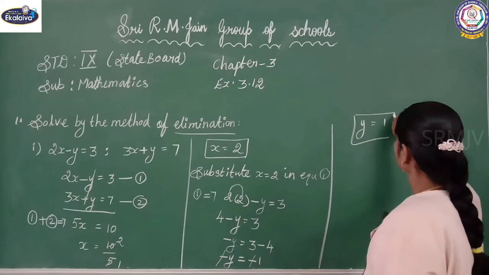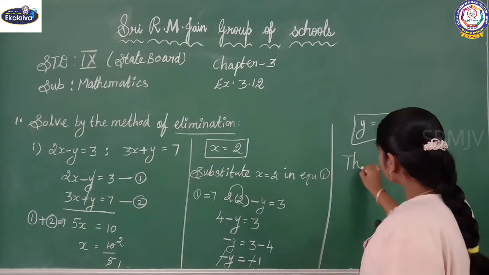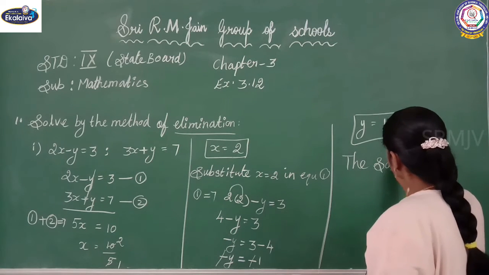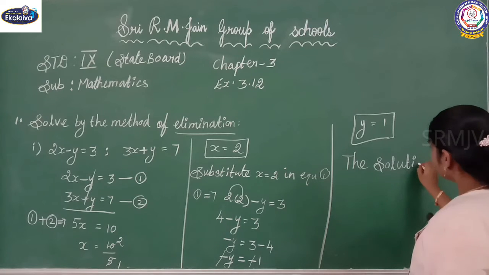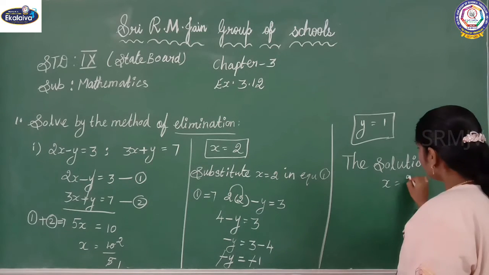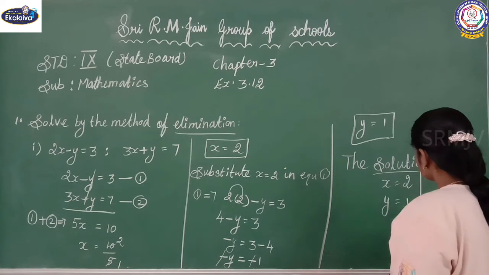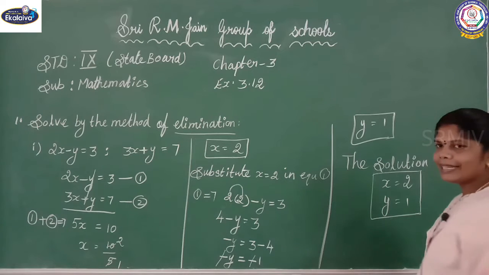So what is the solution of the equations? The solution is x equal to 2, y equal to 1. Is it clear, children?